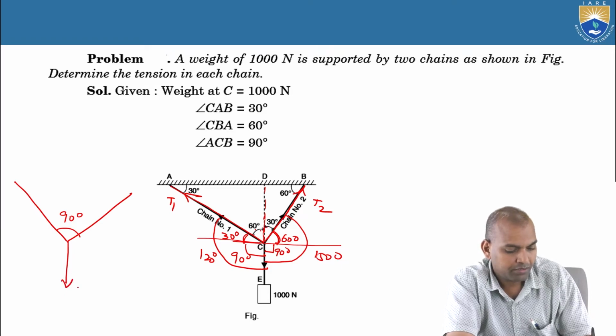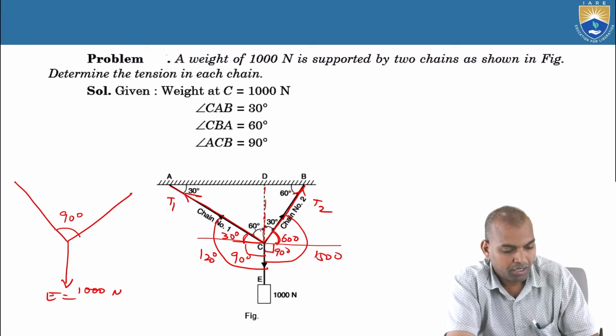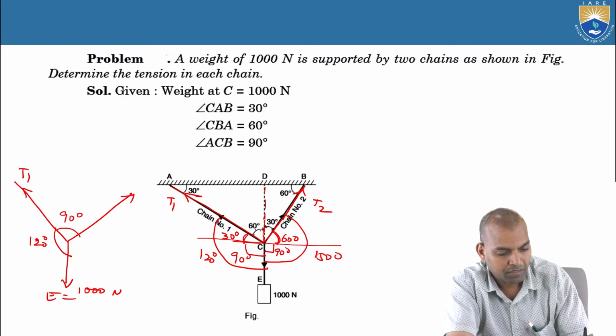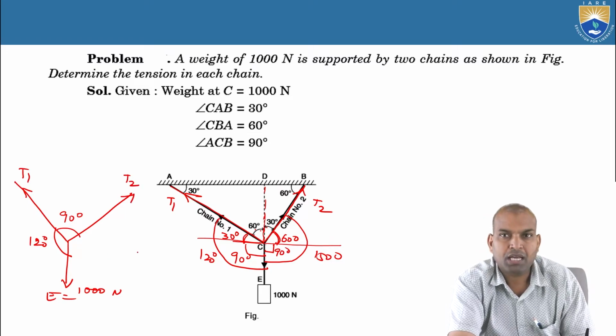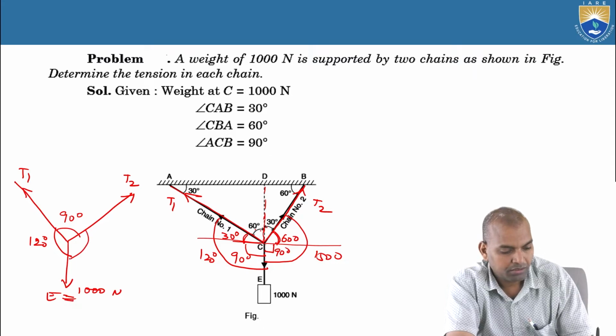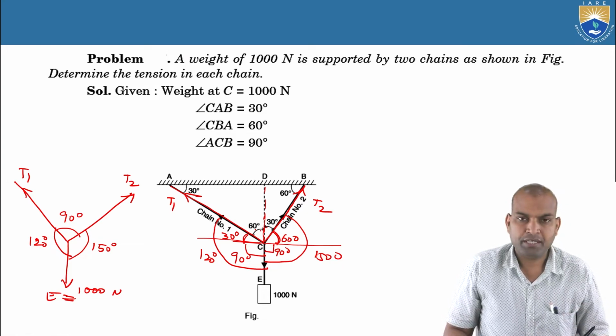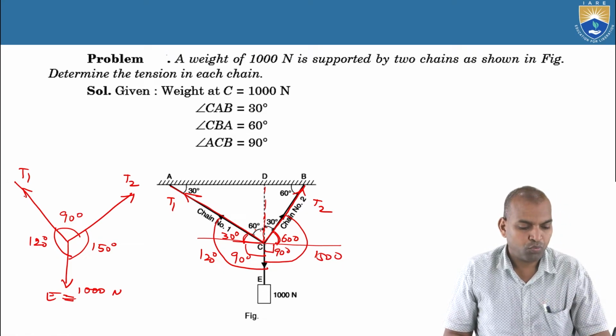E weight is 1000 newtons. And whatever the angle between T1 and E, that is 120 degrees. The angle between T2 and E is 150 degree. Now if you apply the Lami's theorem, we can know what is the Lami's theorem.